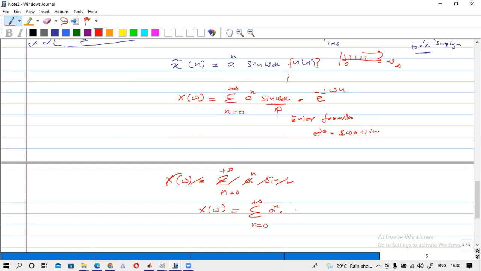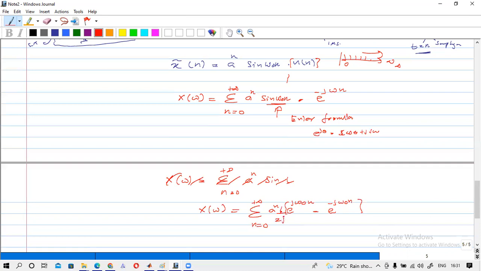Here if I write omega naught n, I can write this like this: e to the power j omega naught n, minus e to the power minus j omega naught n, and it should be divided by 2j.